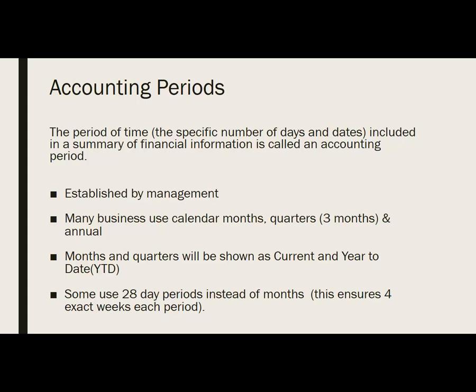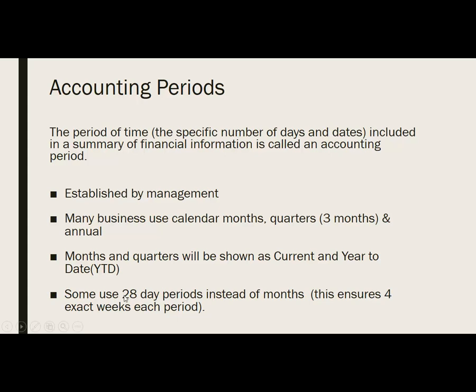You will also see months and quarters within a financial statement shown as the current, so what is going on presently for that month, and year to date. So if you were in February, you would see the February data, the financial information for that accounting period, that month. But you would also see our year to date, which would be January and February added together, so that you know how you're doing so far.